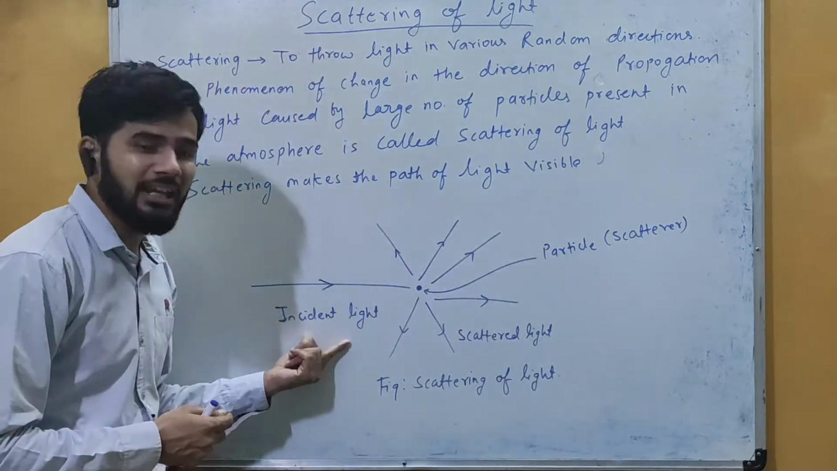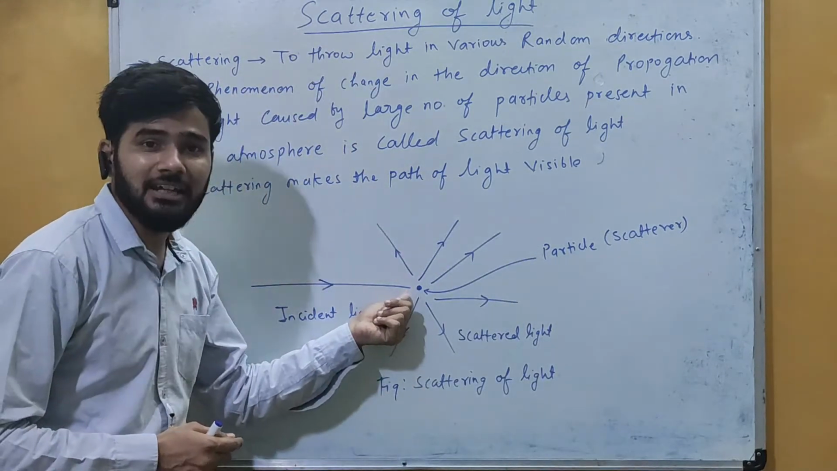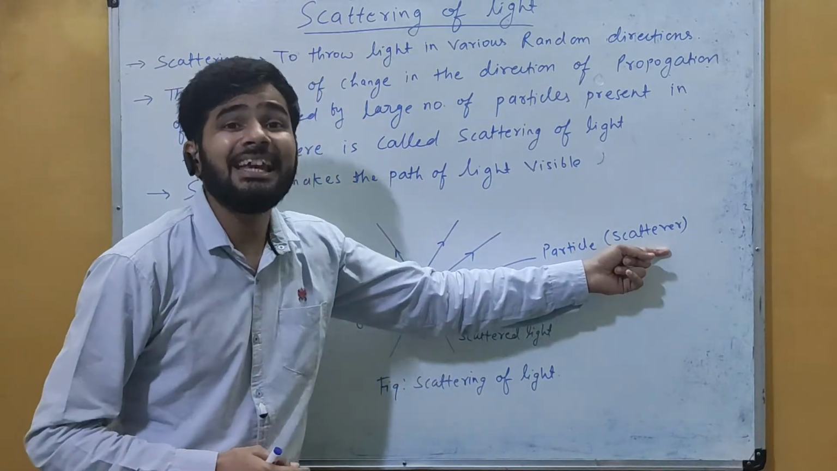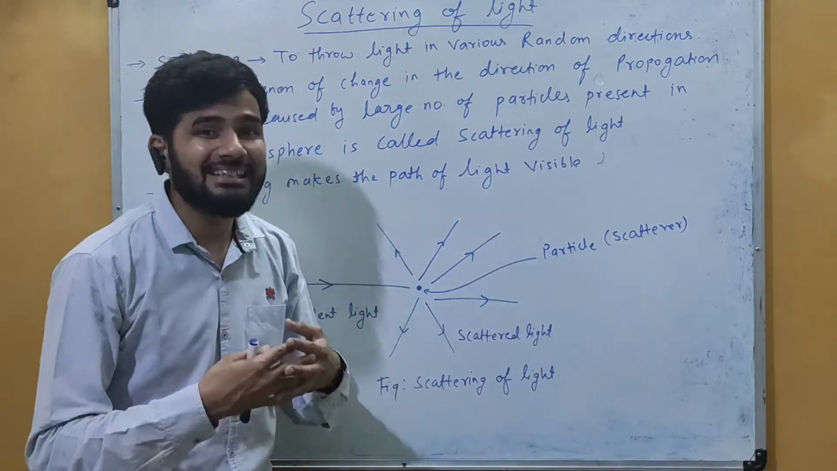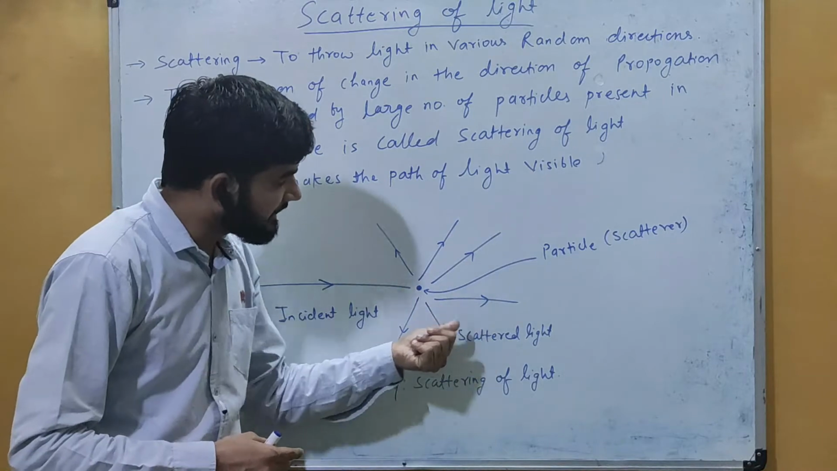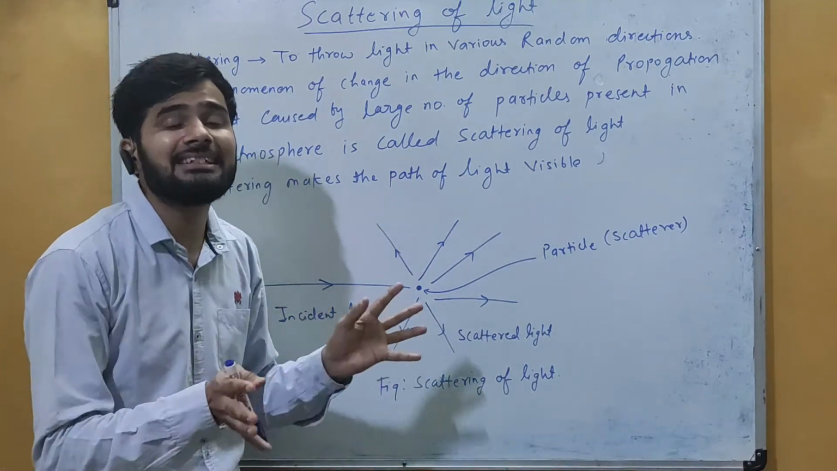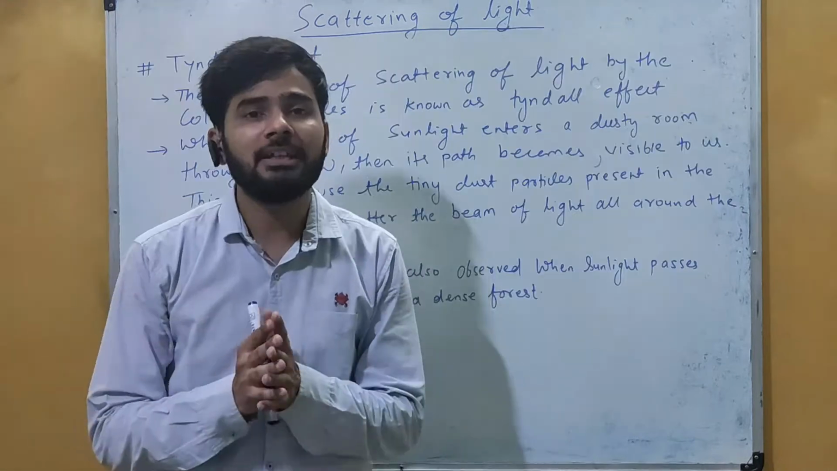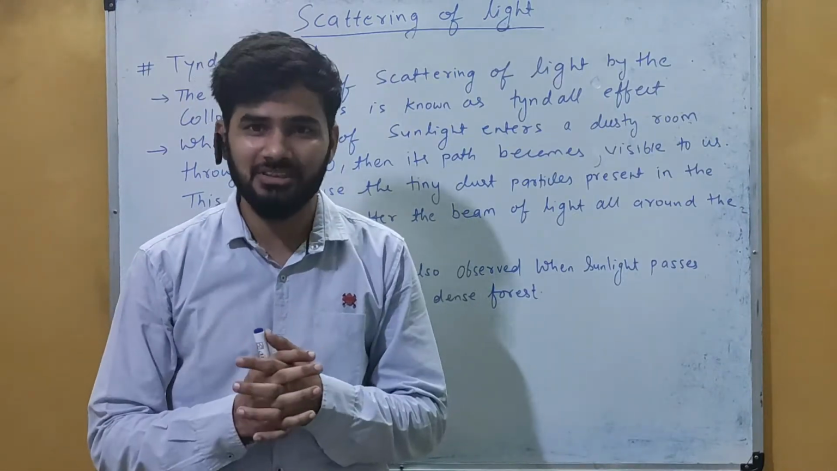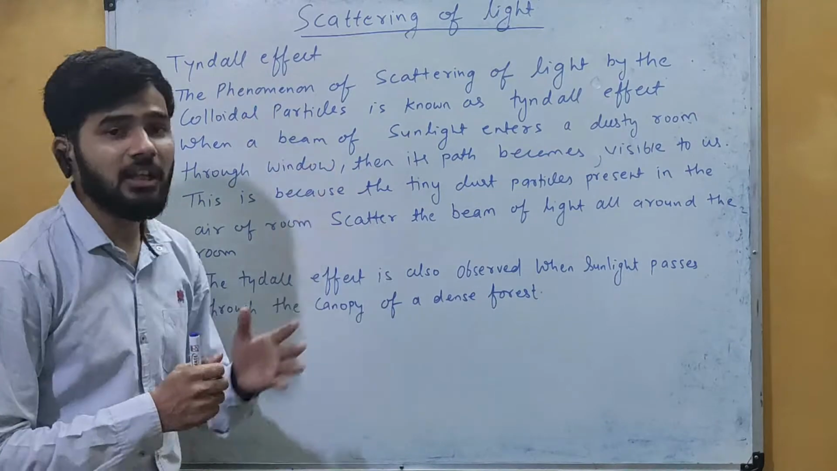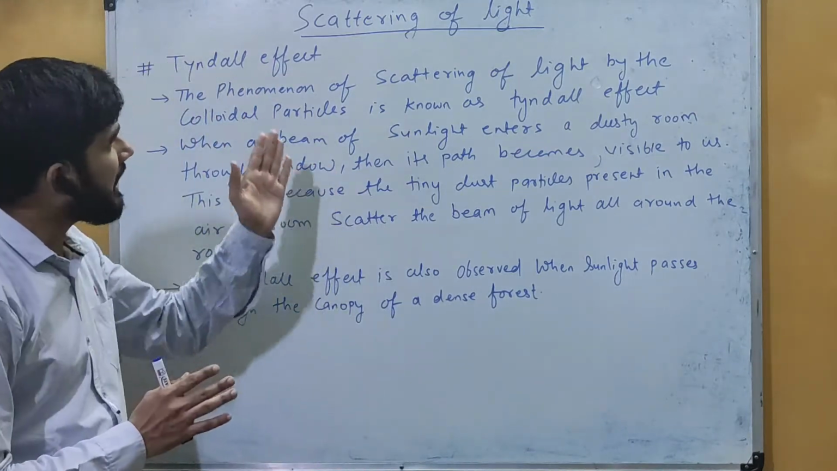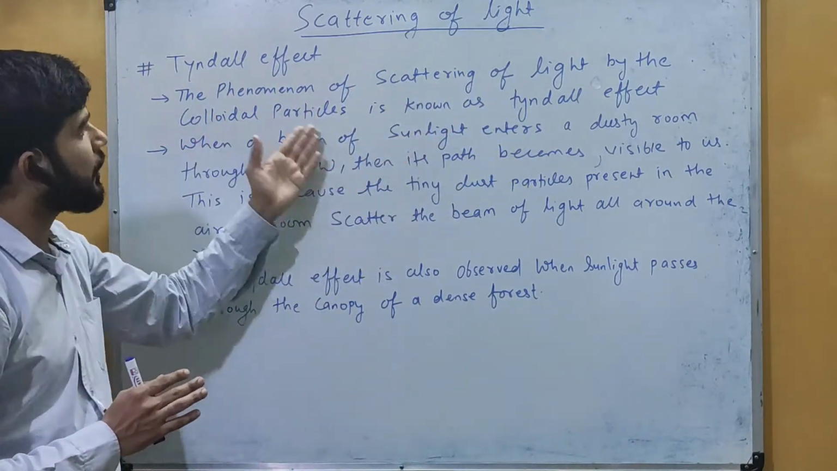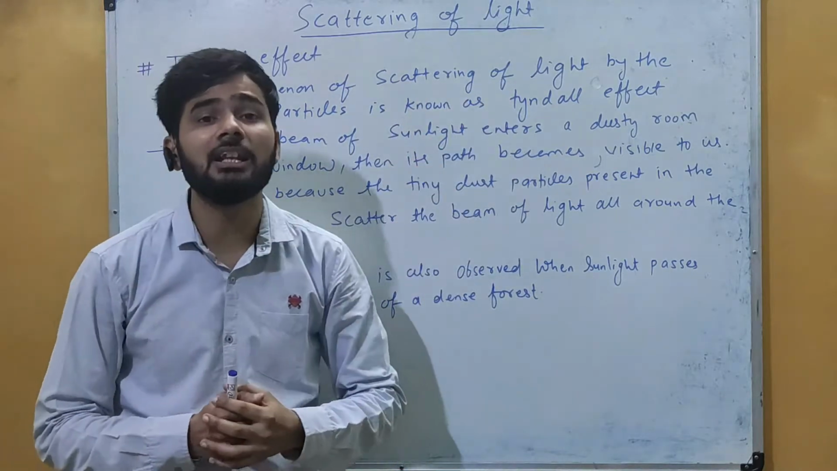Here, suppose we have the incident light and we have a particle. This particle is also called the scatterer, जिसकी वजह से लाइट scattered होती है. And here we have the different directions in which the light gets scattered. So this is what the scattering of light is. Now here we have another phenomenon related to the scattering of light, that is the Tyndall effect. The phenomenon of scattering of light by colloidal particles is known as the Tyndall effect.